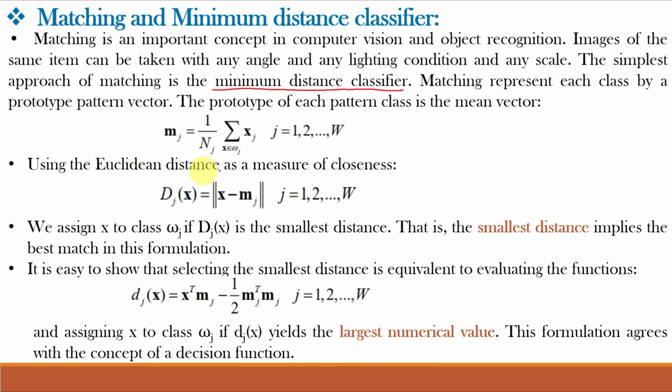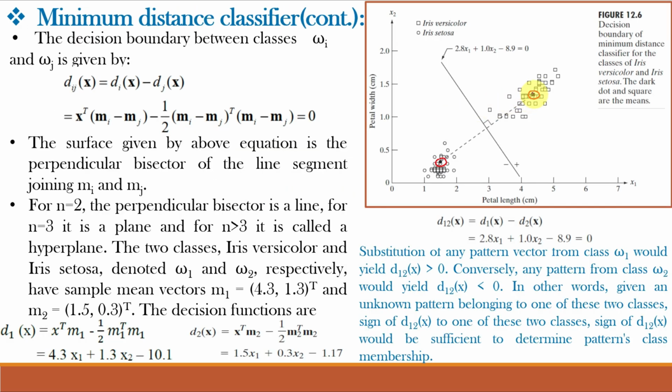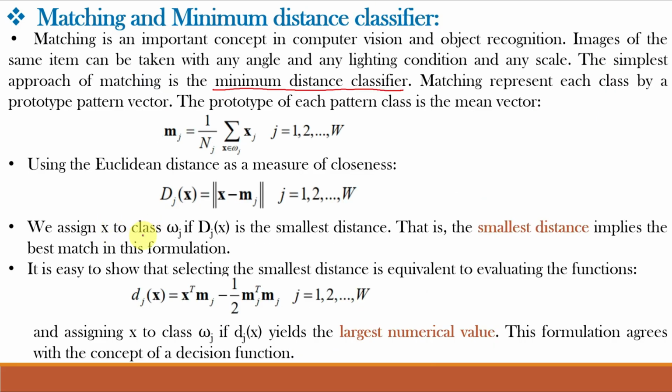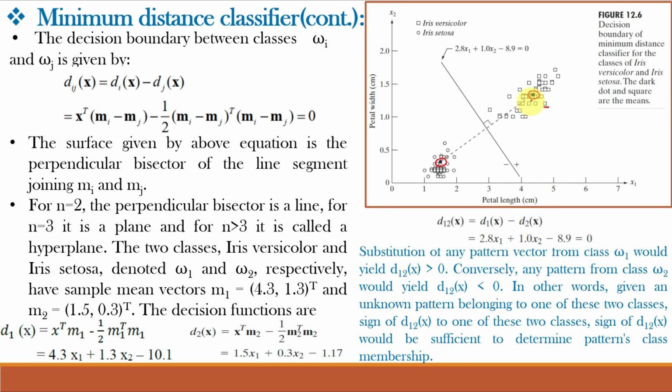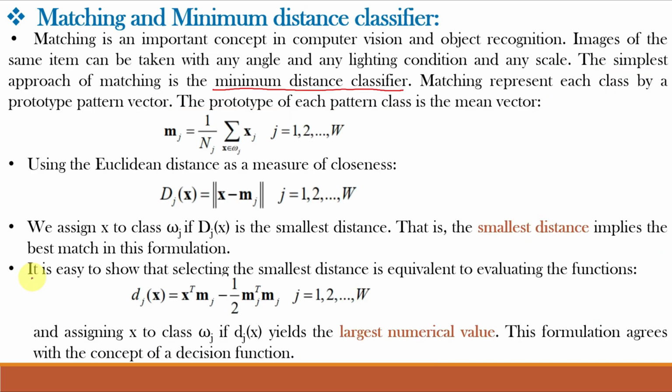Now, using the Euclidean distance as the measure of closeness, the distance dj of x is given by this equation. This equation means that, say, the distance between this mean vector and this square is given by dj of x, and we assign x to class wj if dj of x is the smallest distance. That is, the smallest distance implies the best match in this formulation. So if this distance is smallest, it is the best match for this particular pattern class.